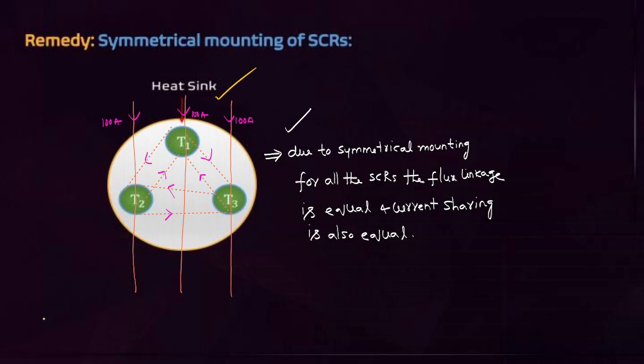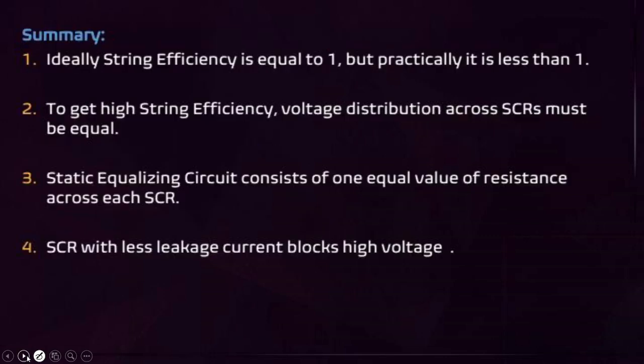In a parallel connection, what is the problem? What is the remedy that I gave? Then these are the summary points with respect to series and parallel connection of SCRs that you have to concentrate on. Ideally, string efficiency is equal to 1, but practically less than 1. To get high string efficiency, voltage distribution across the SCRs must be equal. That's very important, because of unequal voltage distribution or unequal current distribution, string efficiency is reduced. To get high string efficiency, voltage distribution must be equal in series connection, and current distribution must be equal in parallel connection.